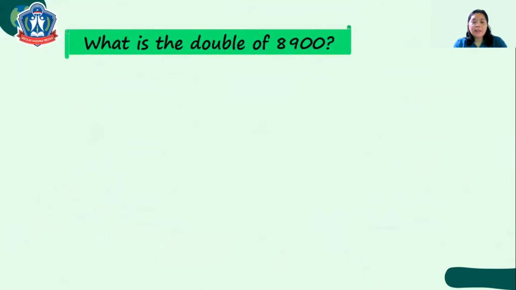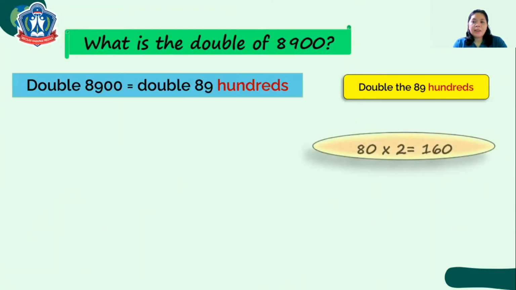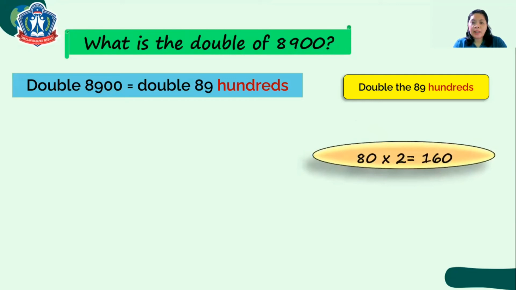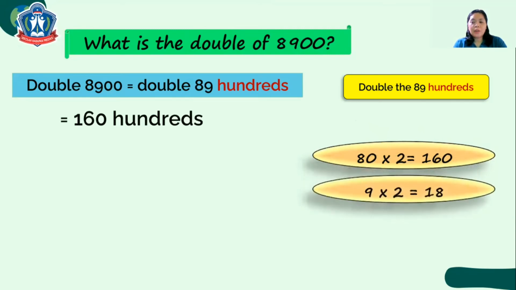Another. What is the double of 8,900? 8,900 is equal to 89 hundredths. So we can double the 89 hundredths right away. So let's double first the 80. So 80 times 2 is 160. So 160 hundredths. Then 9 hundredths, you double it, that is 18 hundredths.